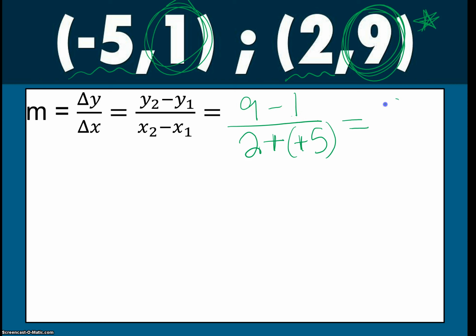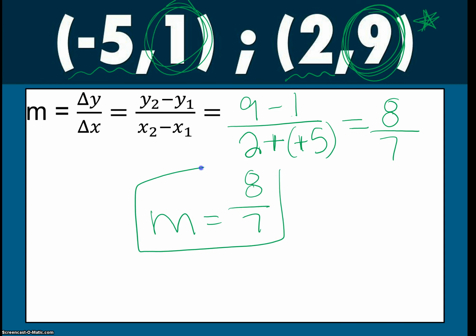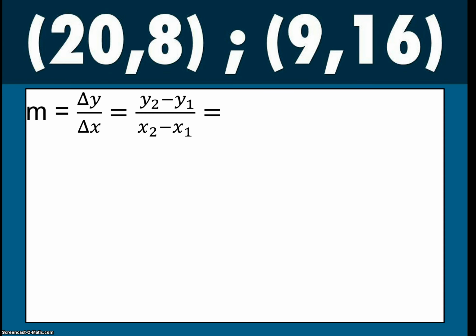9 minus 1 is 8. And 2 plus 5 is 7. So my slope is a positive 8/7. I cannot write this as a mixed number, so I leave it as an improper fraction. It is reduced as far as I can. Slope is 8/7. Positive. It goes up from left to right.